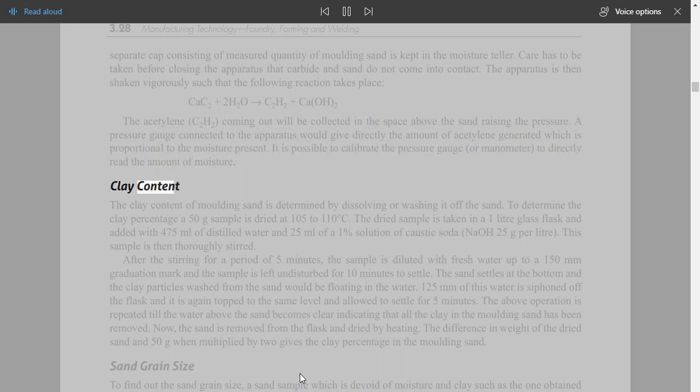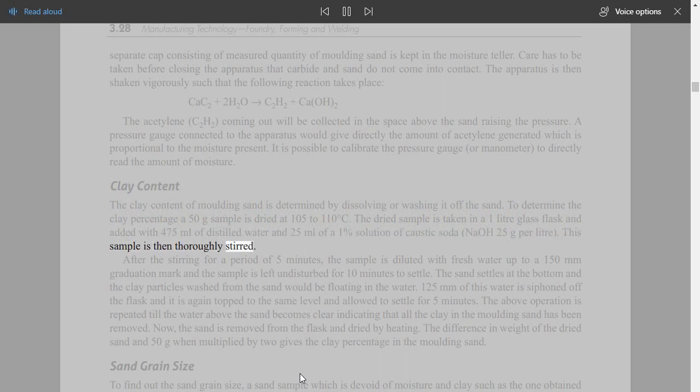Clay content. The clay content of molding sand is determined by dissolving or washing it off the sand. To determine the clay percentage, a 50 g sample is dried at 105 to 110 degrees Celsius. The dried sample is taken in a 1-liter glass flask and added with 475 milliliters of distilled water and 25 milliliters of a 1% solution of caustic soda, NaOH, 25 g per liter.